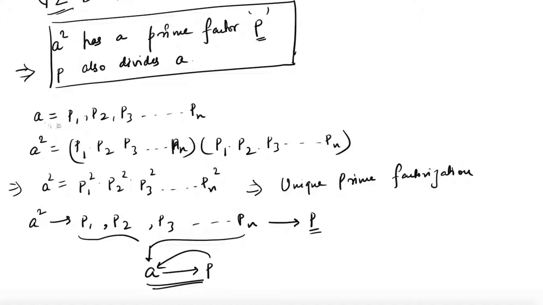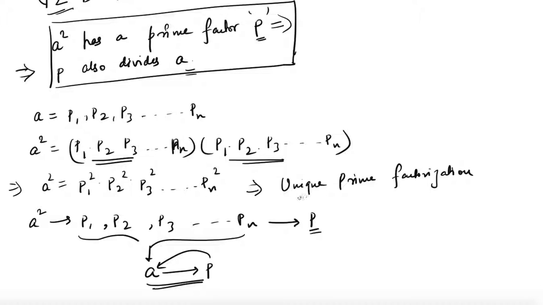Say a has prime factors p1, p2, p3 up to pn. Now since a square has a prime factor p, this is our initial condition, and we need to prove that p also divides a. So let us say that a is equal to p1 into p2 into p3 up to pn. So a square can be written as the prime factorization of a into again the prime factorization of a. So a square is equal to p1 square into p2 square into p3 square up to pn square.